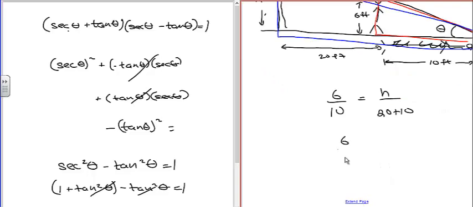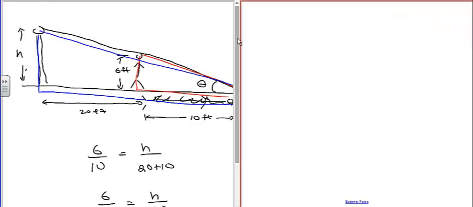So if you do that, you'll get 6 over 10 is equal to h over 30. Cross multiply, you get 180 is equal to 10h, or h is equal to 18 feet. Okay, so that's the height. That's a pretty tall lamppost. Okay, so that would be one way of doing it.